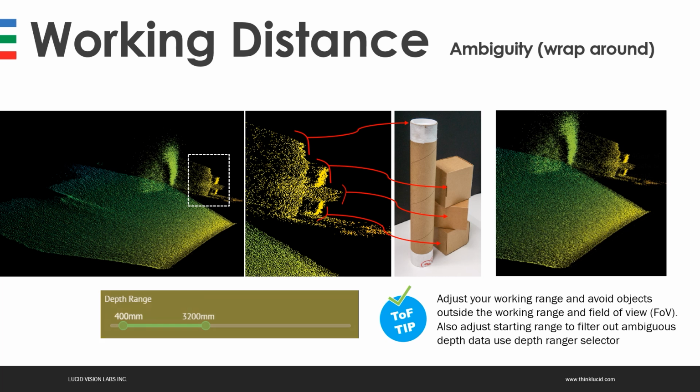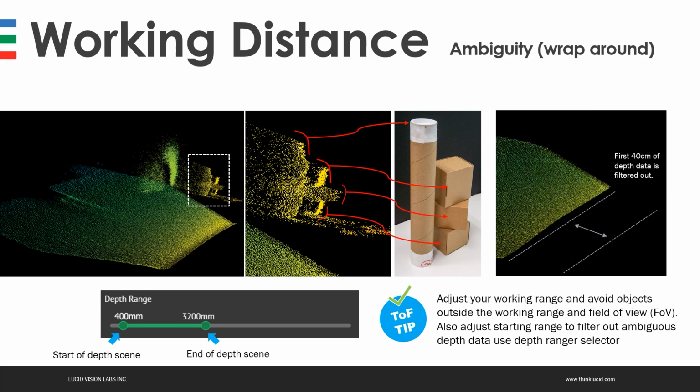Here's a cropped screenshot of our depth range selector in our Arena View software, with the scene being set to show only points starting at 400 millimeters and ending at 3200 millimeters. So any points, including ambiguous points, showing up before 400 millimeters will be filtered out.